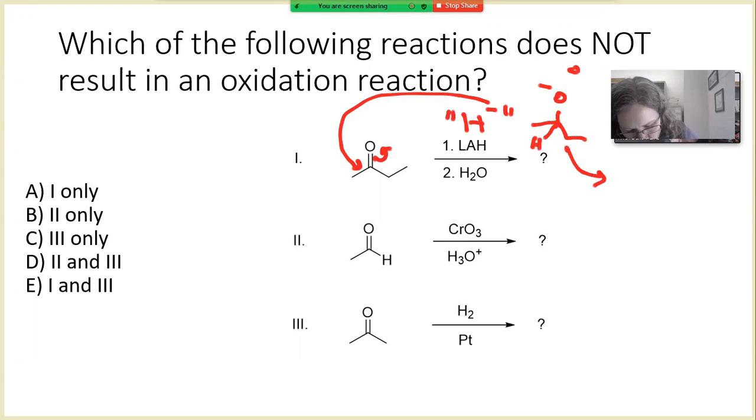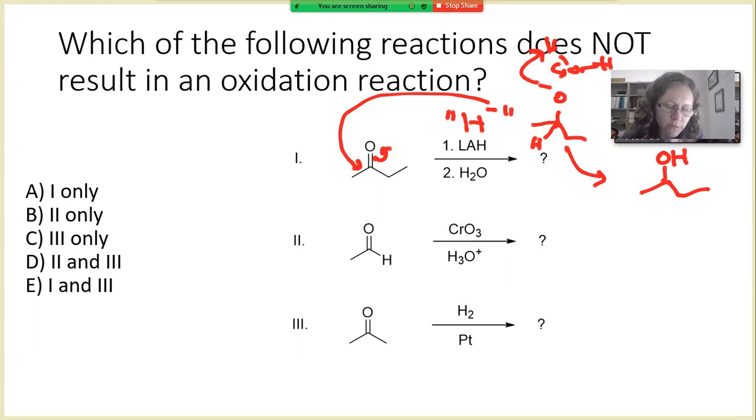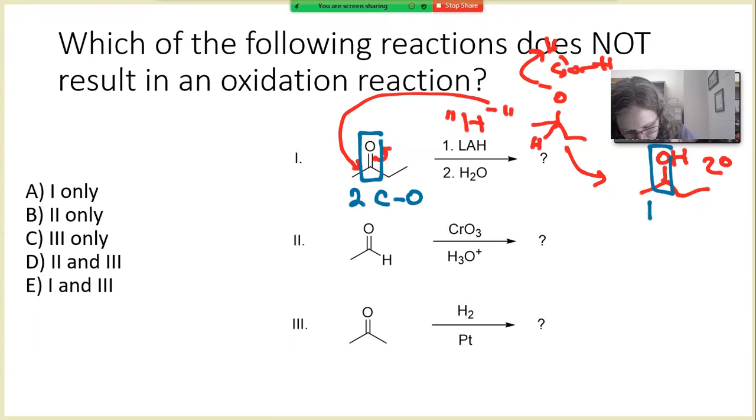And then addition of the water will protonate our molecule to give us an alcohol as our product. So we went from a ketone to a secondary alcohol. And this is an example where we have decreased the number of carbon to oxygen bonds. Here we had 2 C to O bonds, and in our product we have 1 C to O bond. So this is an example of a reduction, so not an oxidation.